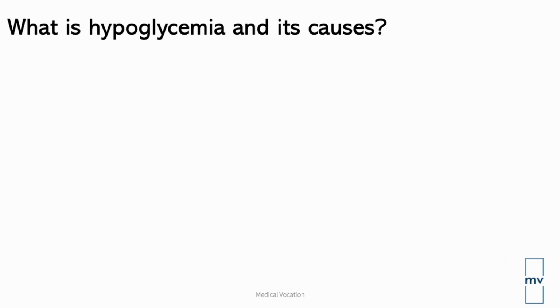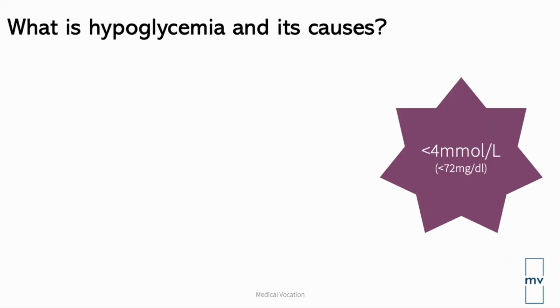So firstly, what is hypoglycemia? Hypoglycemia is defined as a blood glucose level which is under 4 millimoles per litre, depending on where you are in the world. Some places use milligrams per deciliter, and I've just done a quick conversion, so it's under 72 milligrams per deciliter.